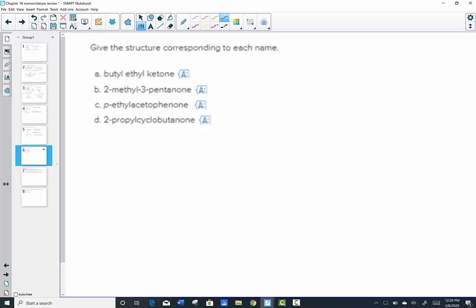Give the structure for each of these. Let's continue checking. I know that you've worked ahead of me, so that's why I'm going fast. Letter A says butyl ethyl ketone. That's a common name. So we have a ketone functional group. On one side, we have a butyl, 1, 2, 3, 4. And on the other side, we have an ethyl. So that's just alphabetized butyl ethyl ketone. An IUPAC name would be 3-heptanone.